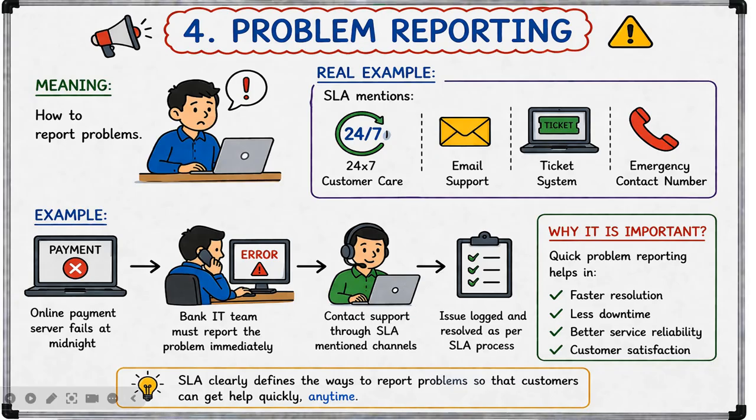Therefore, problem reporting is important because it ensures quick communication, helps in fast issue resolution, minimizes service downtime, and also improves customer satisfaction. So the SLA clearly defines the ways to report the problem so that the customer can get help quickly anytime. It is important because it helps in faster resolution, less downtime, better service reliability, and customer satisfaction.